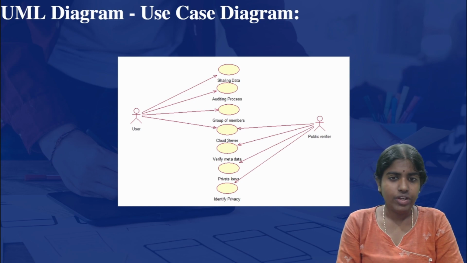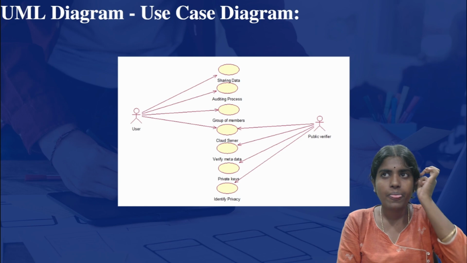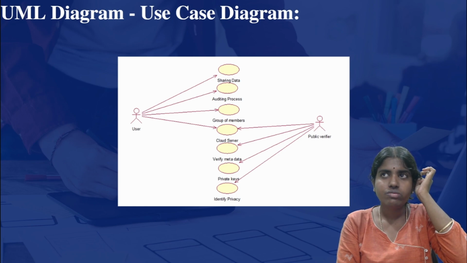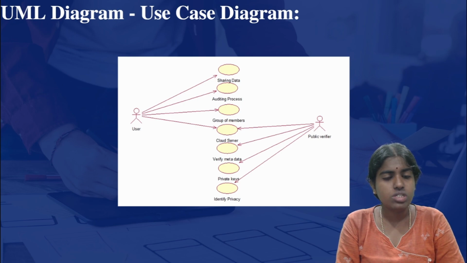And the cloud server verifies the metadata, private keys, and identity privacy. There will be a public verifier. He is going to verify the correctness of data stored in the cloud without retrieving it to the local storage. So there will be a user and a public verifier. All these are the different roles that are performed by the user and the public verifier.